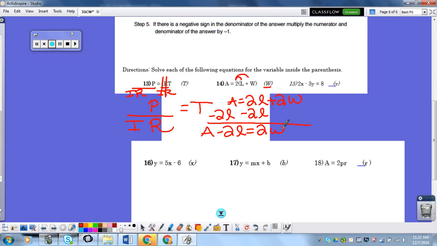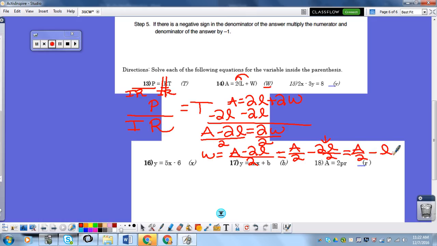Is your W alone? It is not. So it says 2 times W. So the opposite of times is divide. So you divide by 2 on both sides. So you get W is equal to A minus 2L over 2. Now you can leave it like that, or you can divide each of your numerators by your denominator. So A over 2 minus 2L over 2. And if you notice, you can simplify this right here. So it is really A over 2 minus L. So this would be acceptable, and this would be acceptable.